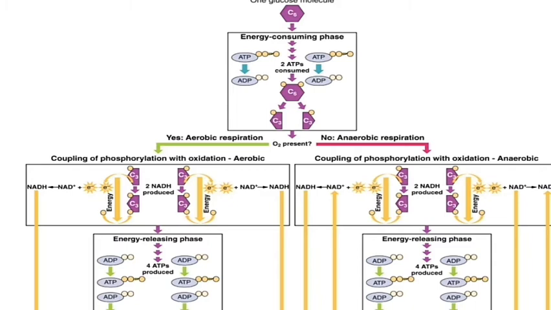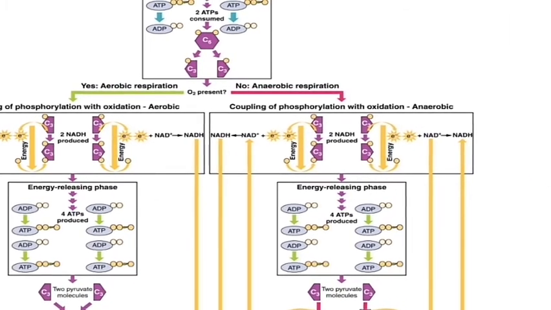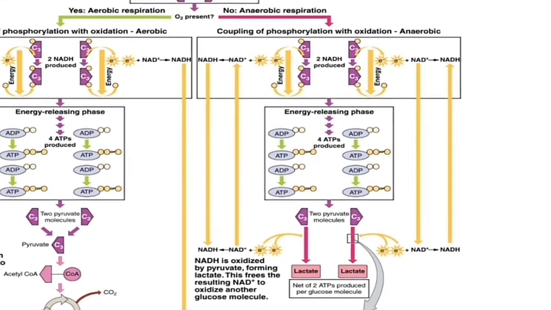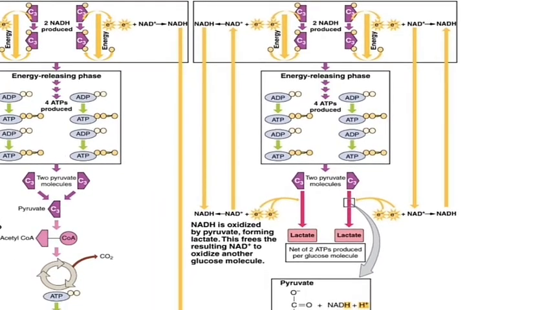Now, in the presence of oxygen, a different kind of mechanism takes place, and in the absence of oxygen there is another different kind of mechanism. In the presence of oxygen, aerobic respiration takes place, and in the absence of oxygen, anaerobic respiration takes place. When there is absence of oxygen, the two molecules of pyruvate are converted to lactate, and the lactate produces NADH, which is further used in glycolysis.